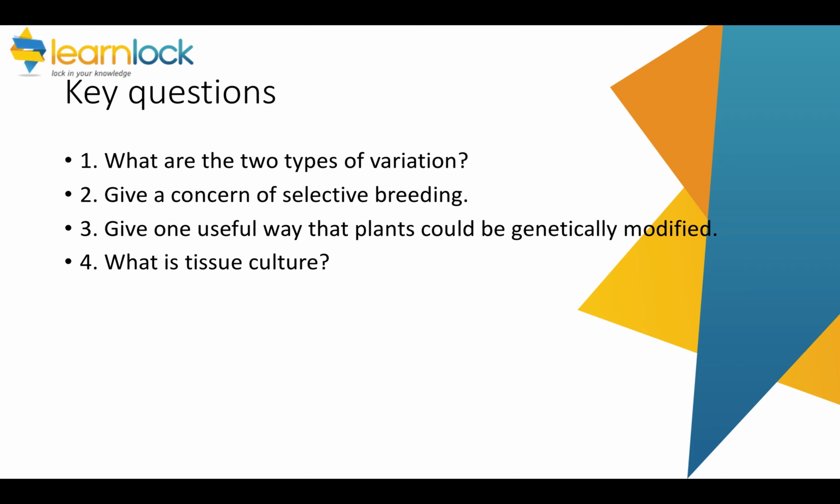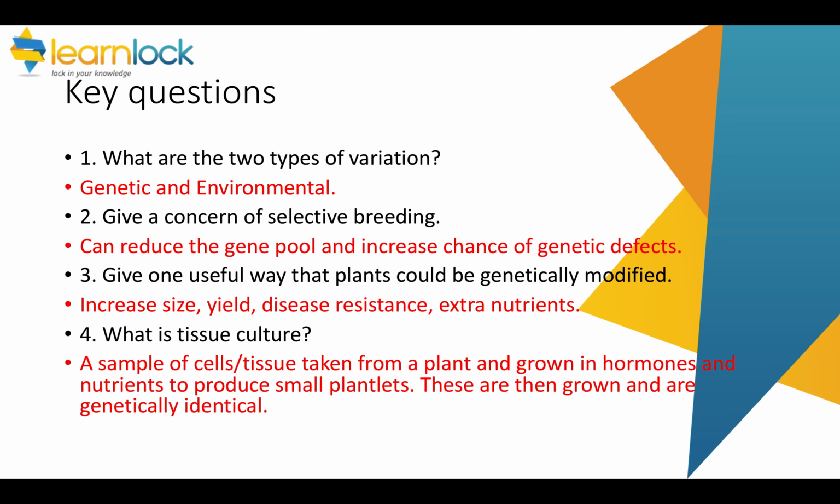So here are some questions. If you pause the tutorial and attempt these now. Okay, so the two types of variation are genetic, like eye colour, and environmental, like body weight. Given a concern of selective breeding, it can reduce the gene pool and increase chance of genetic defects. Give one useful way that plants could be genetically modified. Well, they can be made bigger, there's more plants, so bigger yield, resistant to diseases, extra nutrients like golden rice.